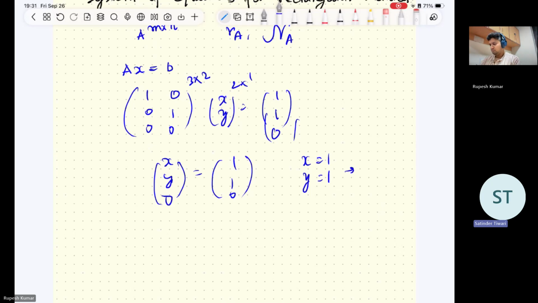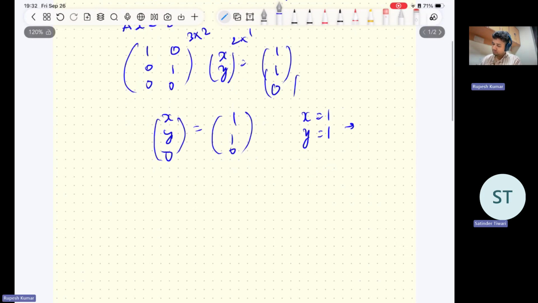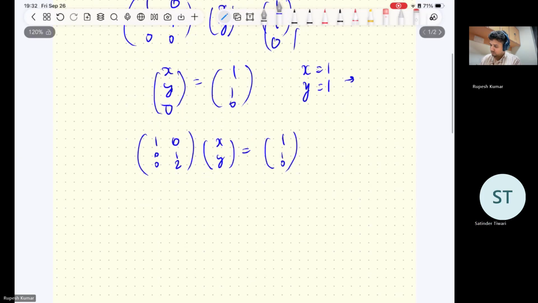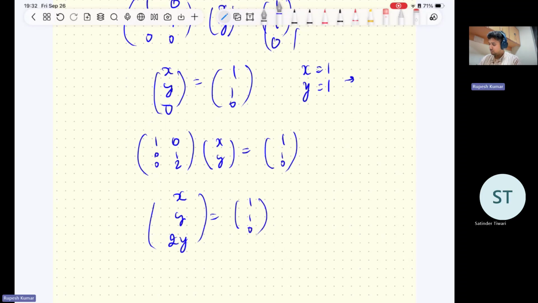Like what I'm saying, in place of 0 0, if we take 0 2, then in the A matrix, the first vector is 1 0 0 and the second is 0 1 2. Let's take this one with (x, y), and this is going to give 2y. So there exists no solution here. y has to be 1 and y has to be 0. This is not possible, right?